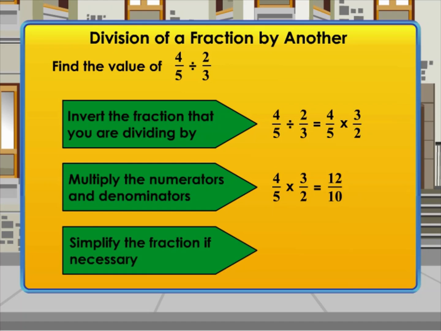Step 3. Simplify the fraction if necessary. Here both the numerator and denominator are divisible by 2. So this can be written as 6 by 5. 6 by 5 is an improper fraction. So we need to convert this into mixed fraction. Divide 6 by 5. We get the mixed fraction as 1 by 5.